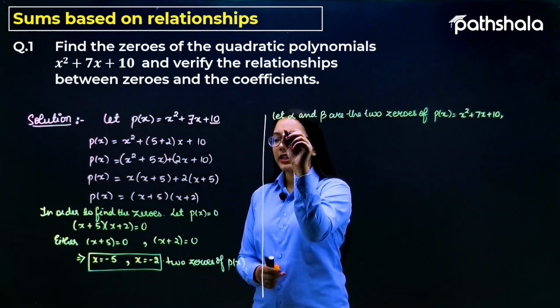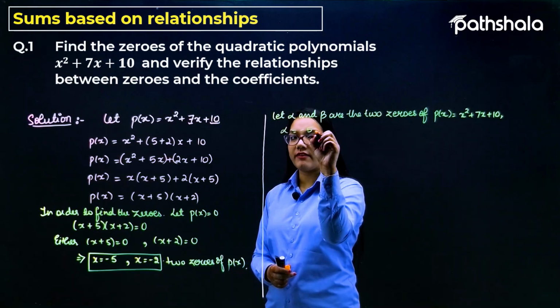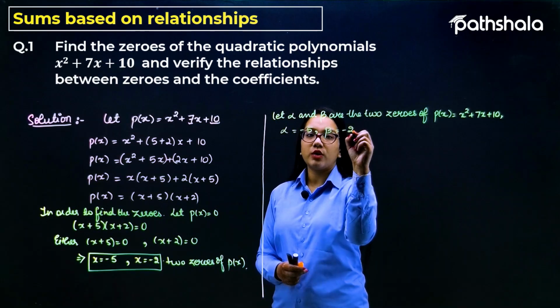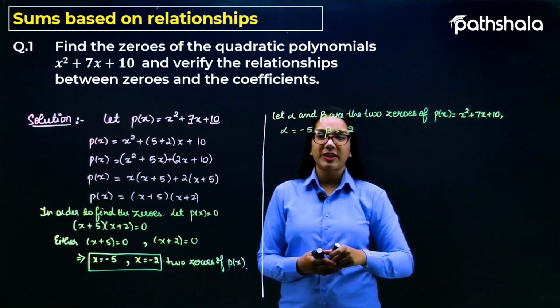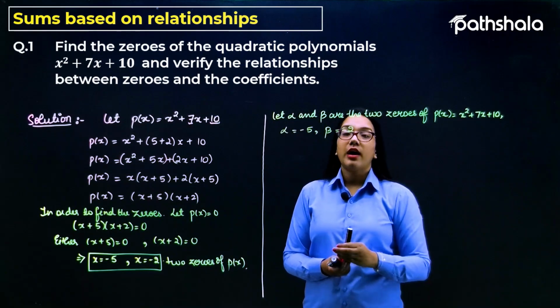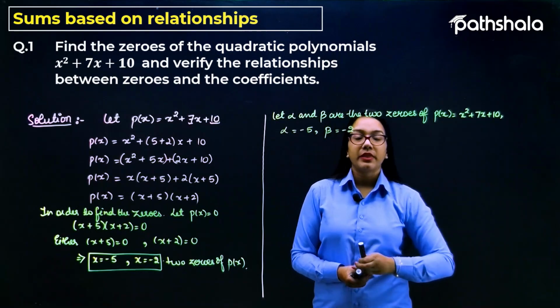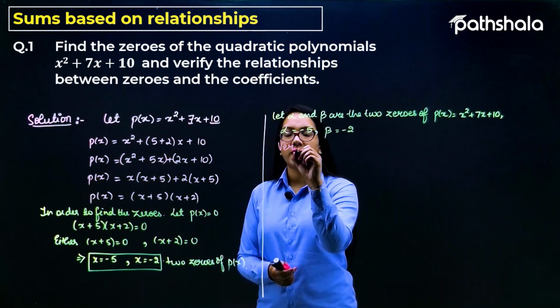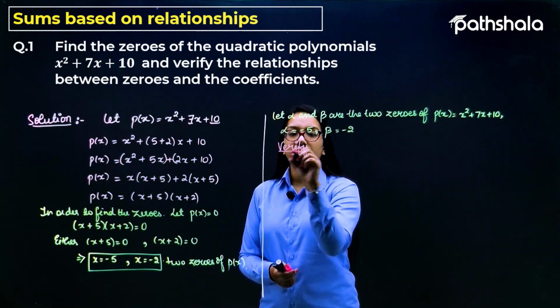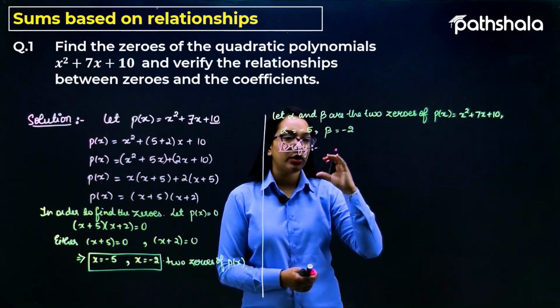So let us suppose I am taking alpha as minus 5 and beta as minus 2. You can take any zeros as alpha and beta. So I am expressing minus 5 as alpha and minus 2 as beta. Now it says verify the relationship. Now let's just verify the relationship. First of all, let's just write down the relationship.